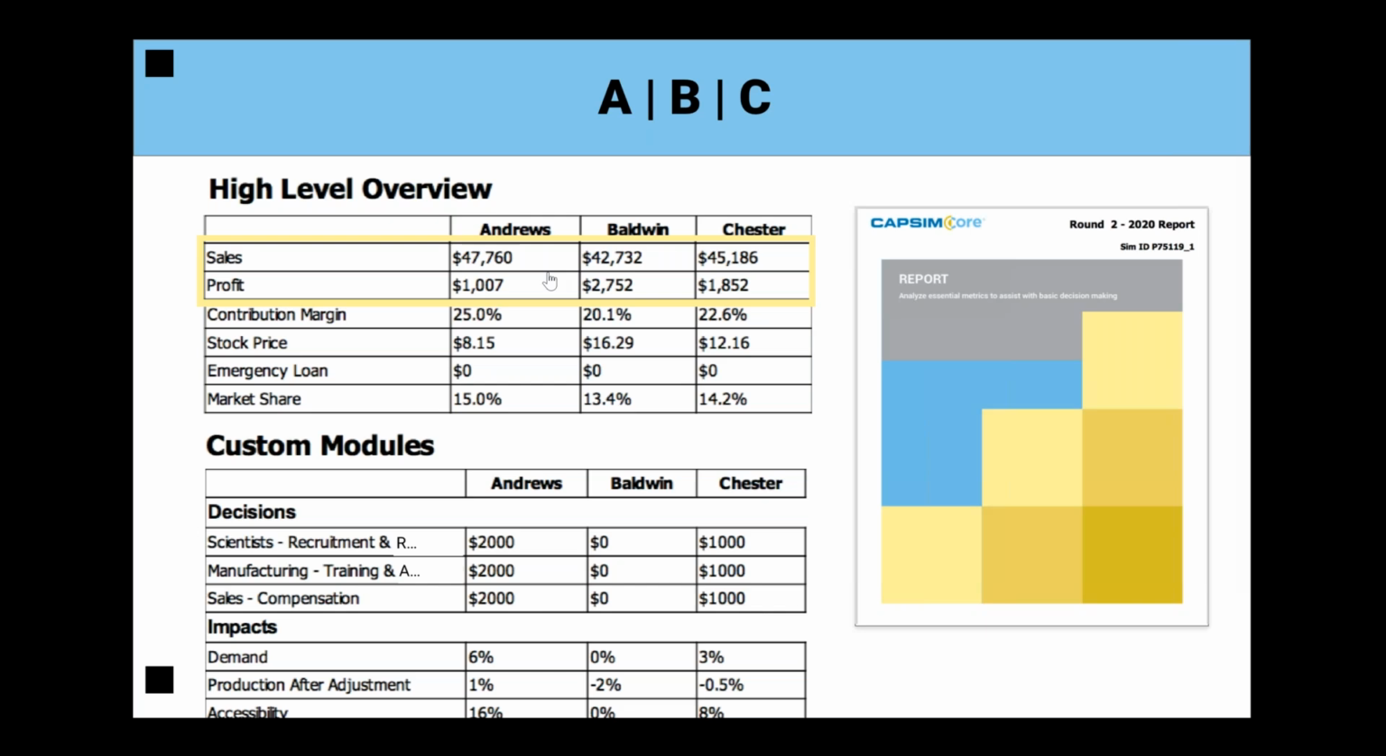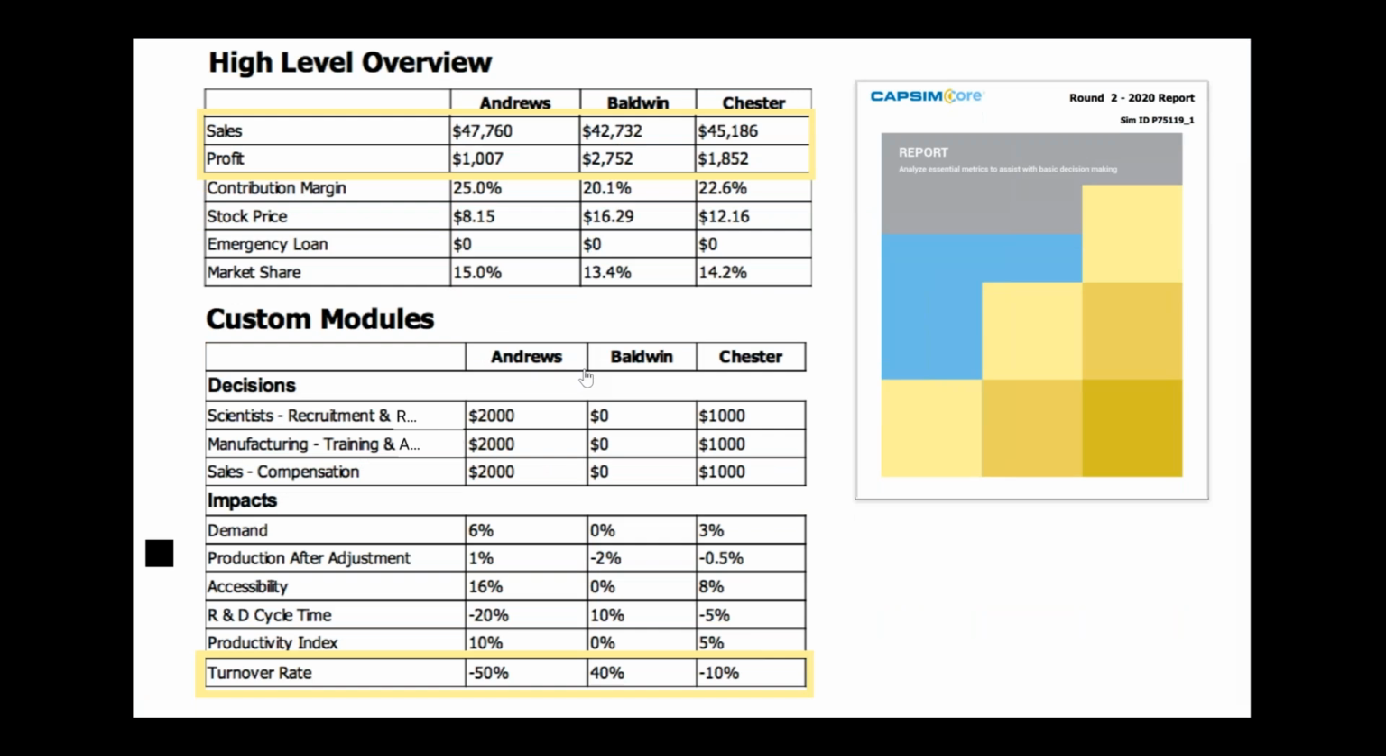They're making about $1 million more than Chester and over $1.5 million more than Andrews. And we can see that they're just not spending that $6 million each year in human resources investments. But if we scroll down, we can actually see that this might lead to some more trouble in the future.